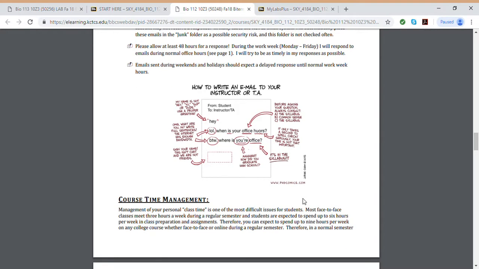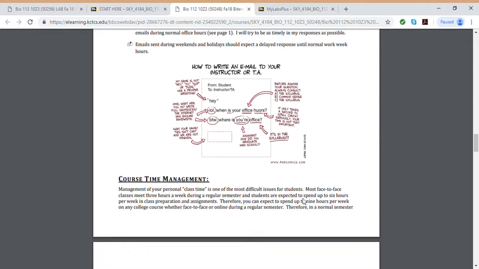Also, please don't email from a personal email address. Please use your KCTCS email. Our system is designed so that most of those personal email address types get placed in the spam or junk folder. So just keep that in mind and use your KCTCS email to email anybody on campus.